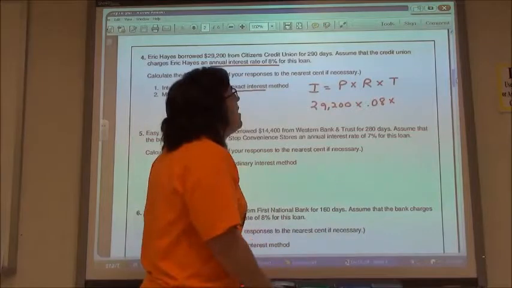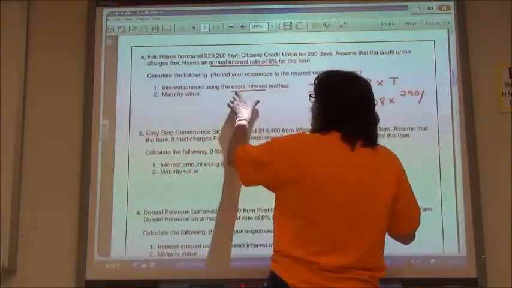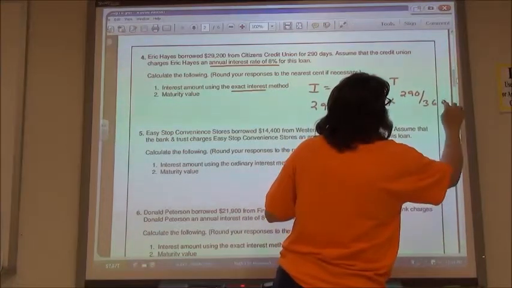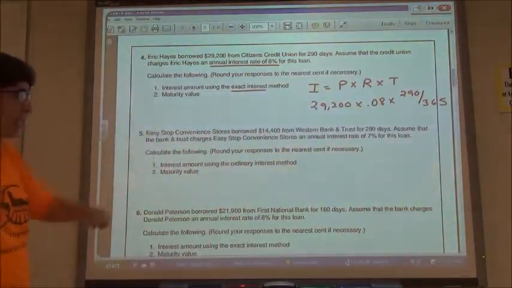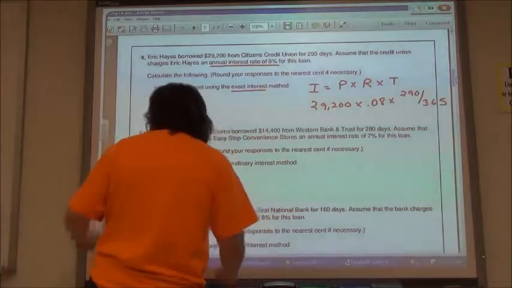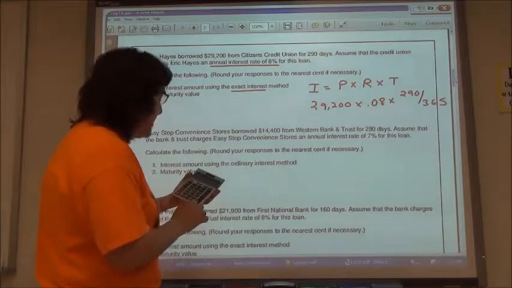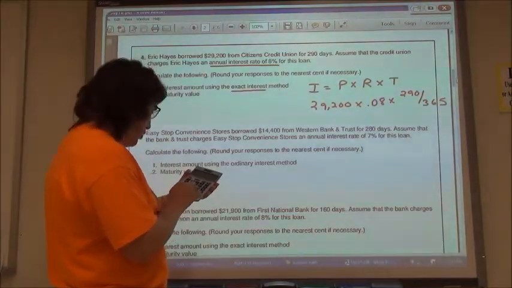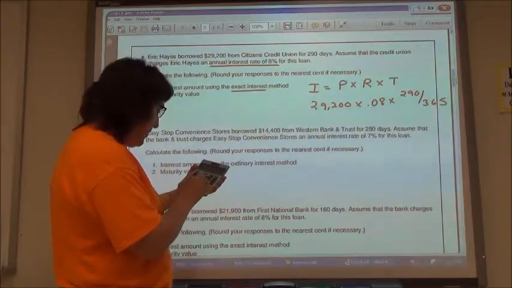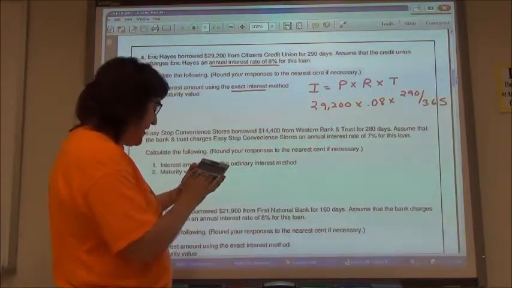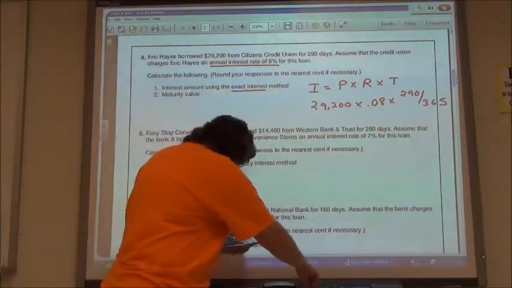So when I do the time, I'm going to do 290 out of exact interest, 365 days in a year. And so again, for that fraction, we're just going to use the division key on our calculator so that we get the decimal number. And so we're going to take $29,200 times 0.08 times 290 divided by the 365.